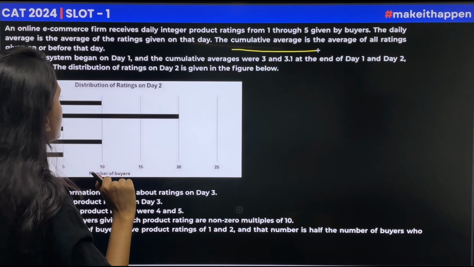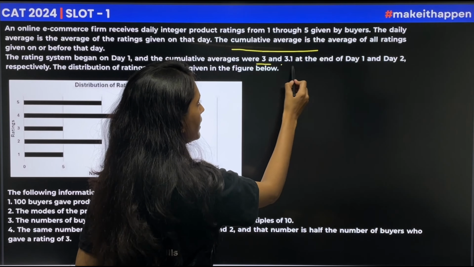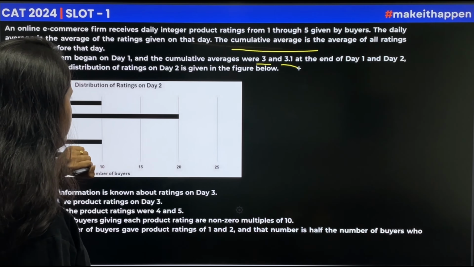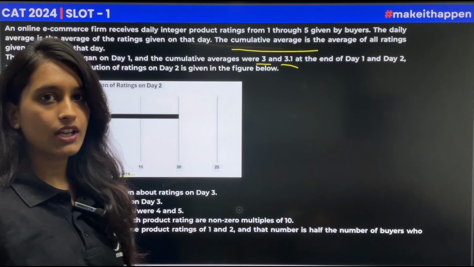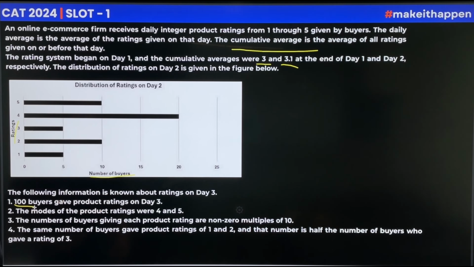Okay. So now we are given the cumulative averages for day 1 and day 2, that is 3 and 3.1. And here we are given the figure for day 2. So these are the number of buyers and these are the ratings. We are given some additional information for day 3. So 100 buyers gave product ratings on day 3.